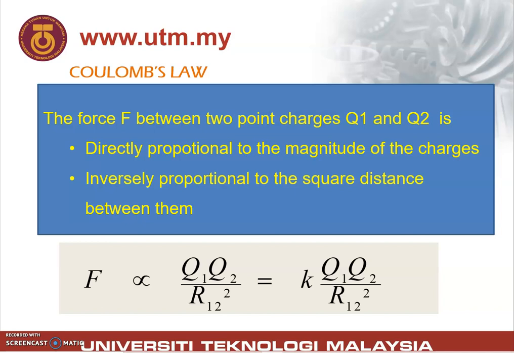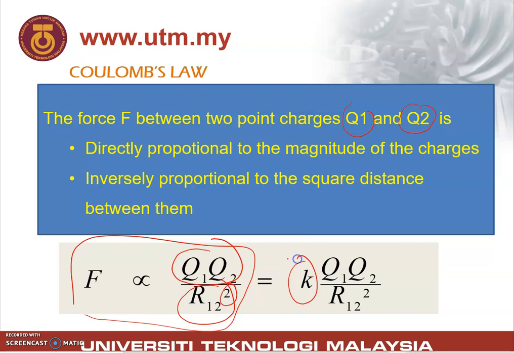Okay, the force F between two point charges, let's say charges Q1 and Q2, is directly proportional to the magnitude of the charges and inversely proportional to the square of the distance between them. So remember there is a square. This is the proportional relationship between the force and the two point charges, and to make it into an equation, we will introduce a constant.